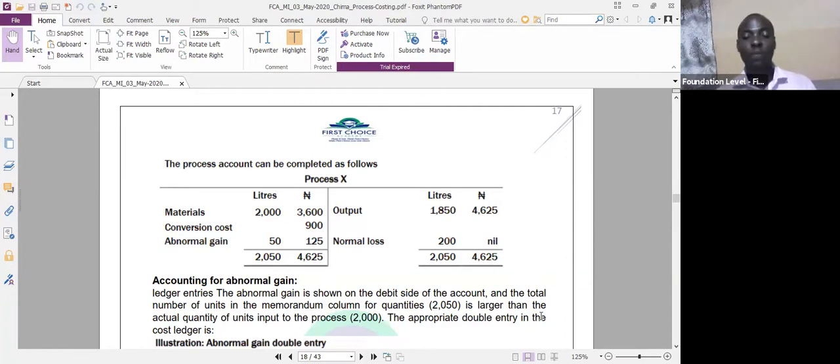Now we go to the output. Because there was abnormal gain, it made your output to be 1,850. Okay, then your normal loss is 200. And your normal loss has no recoverable value, and we've seen how we can recover our output with 2 naira 50 kobo. So our output is 2 naira 50 kobo. Our abnormal gain is also 2 naira 50 kobo, the same way it is being valued.